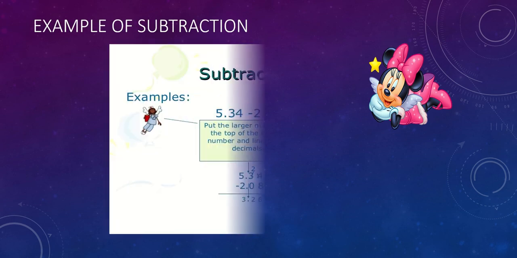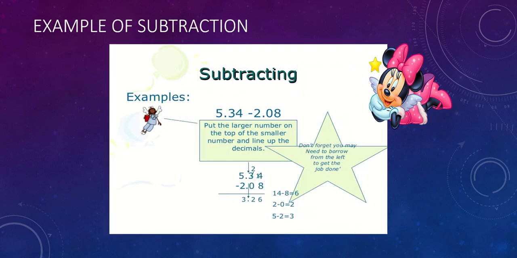Next example is of subtraction. Same steps you have to do in the subtraction also. Before starting subtraction of decimals, you have to check whether the given numbers are like decimals. In this case, I have taken both the numbers as like decimals because both the numbers have two decimal places. So 5.34 and 2.08. I hope all of you know how to subtract these two numbers. Simply you have to subtract as you were doing in whole numbers.